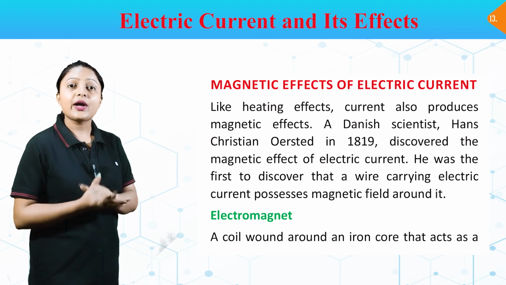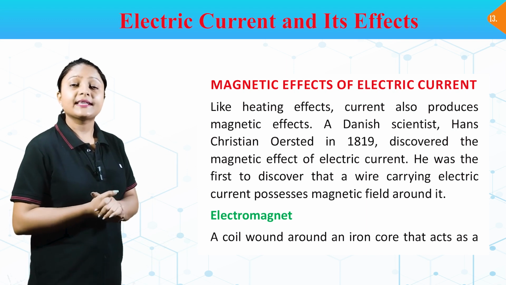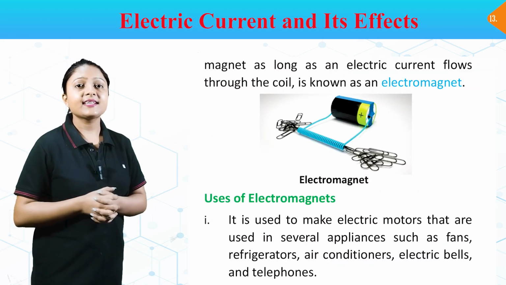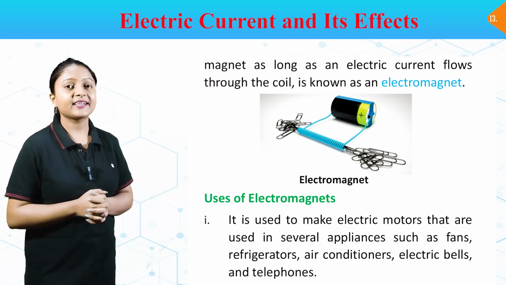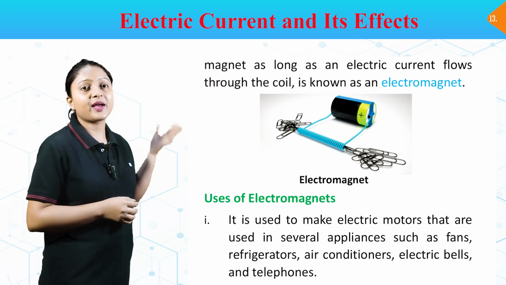Electromagnet. A coil wound around an iron core that acts as a magnet as long as an electric current flows through the coil is known as an electromagnet. In this picture, you can see an electromagnet.